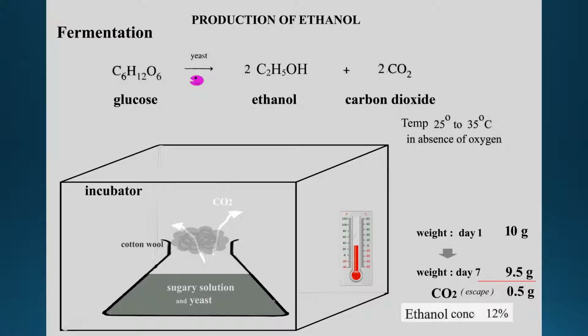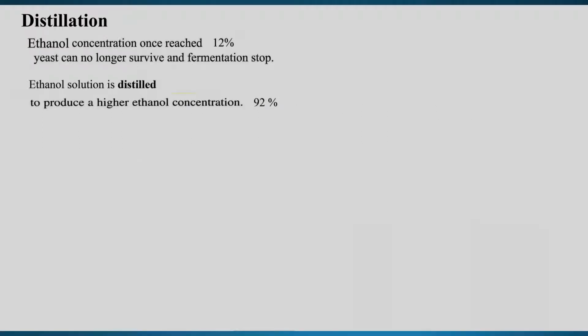So the next step: the ethanol that you produce will be a maximum of 12% only. Distillation. Once the ethanol concentration reaches 12%, yeast cannot survive and the fermentation will stop, because a high concentration of ethanol is toxic to the yeast. But the ethanol solution can be further distilled to produce a higher ethanol concentration, which can reach up to 90% or higher.